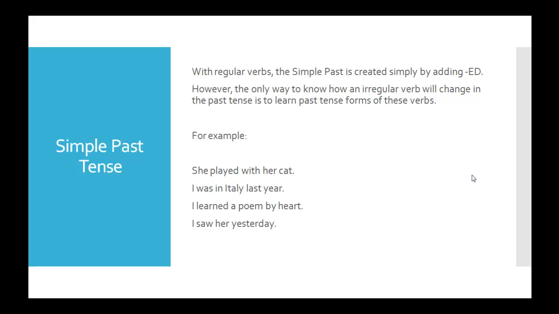She played with her cat. I was in Italy last year. I learned a poem by heart. I saw her yesterday.